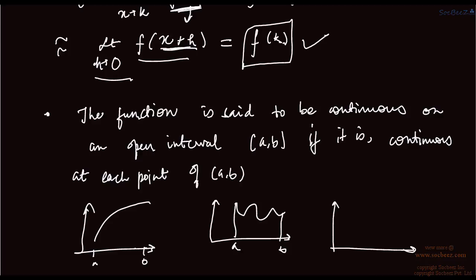But this is not continuous if this is a and this is b, because it is breaking at some point. At this point c, it may get a value of this and not get a value of this. So it is not continuous because f(c minus) is not equal to f(c plus). So f(c) is not constant. So at a point c it is not continuous. So the function is not said to be continuous in an open interval a to b.